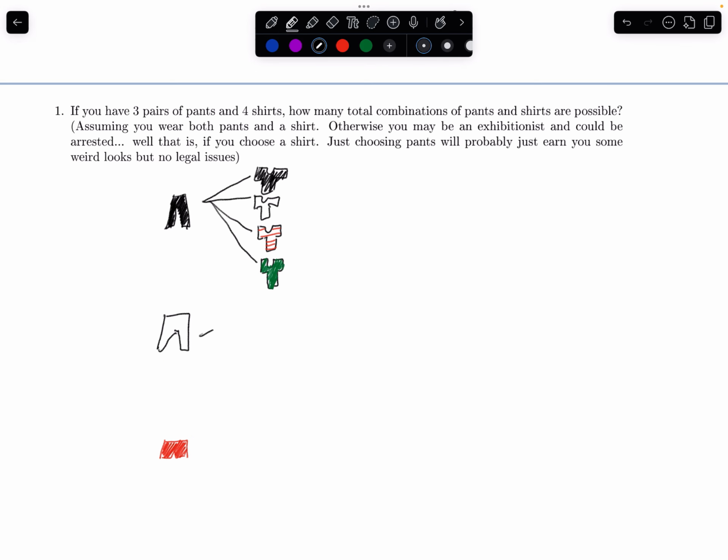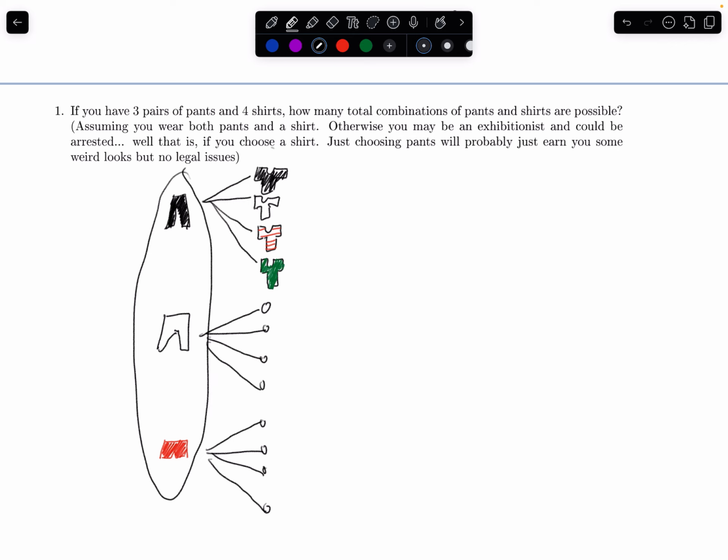But here we go. Okay, so I'm not going to bother drawing them again, but just suffice to show these lines indicating a different option, right? So option 1, 2, 3, 4. Option 1, 2, 3, 4. And so you ask yourself, okay, how many options do I have altogether? Well, for each of the 3 pairs of pants, you had 4 different shirts, right? So how do you solve it? You just take 3 and multiply by 4.